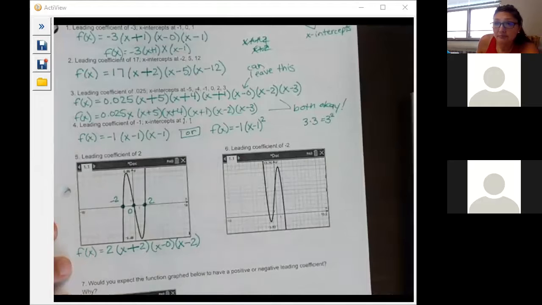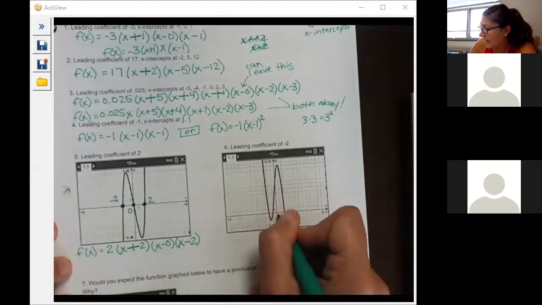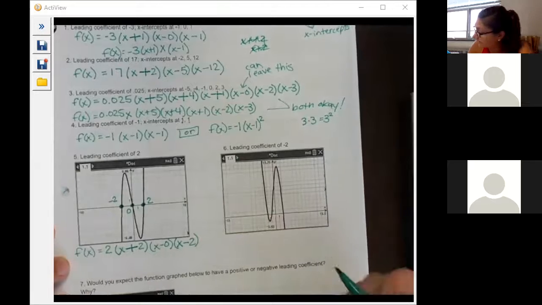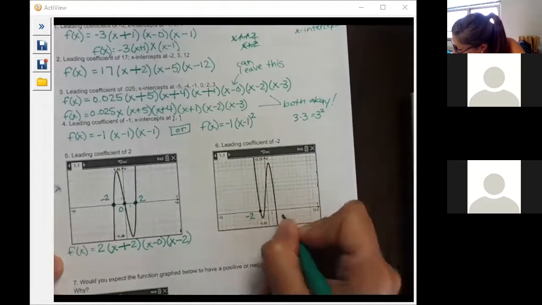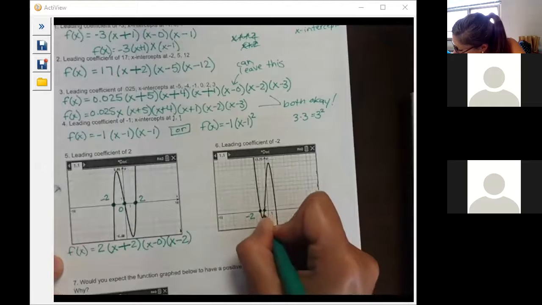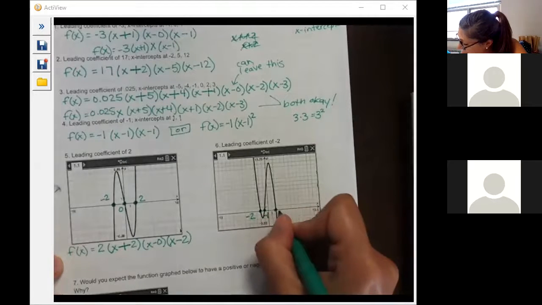For number 6, same idea. They gave me my lead coefficient. I'm going to pick out my x-intercepts and write my function. So I've got an x-intercept at -2, at -1, and at +2.